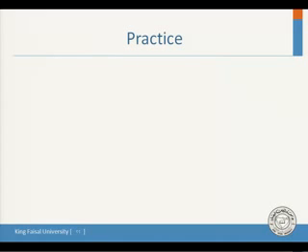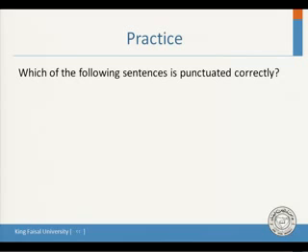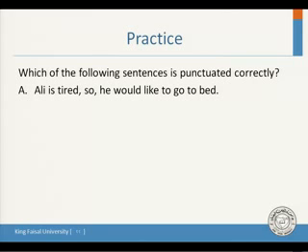Let's do some practice now. Which of the following sentences is punctuated correctly? Punctuated, punctuation marks. Sentence A. Ali is tired, comma, so, comma, he would like to go to bed. Okay? What's wrong with this sentence? Is it correct? Is it the right answer? Do we have a comma before and after so? Think about it. You remember this?